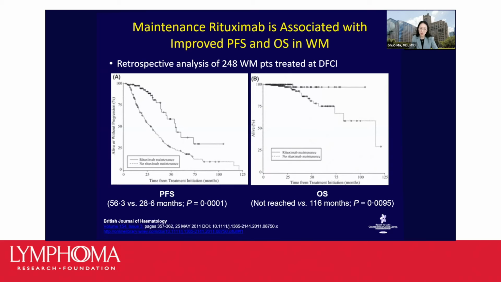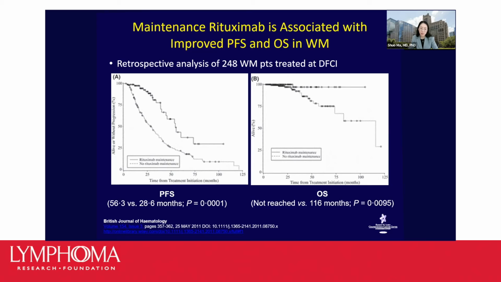So again, retrospective study. In this report from Dana-Farber of almost 250 Waldenström patients, you can see that the Rituximab maintenance, which is the solid line, compared to those who did not receive maintenance, which is the dotted line, did result in a significantly prolonged progression-free survival and even overall survival for those patients. So based on this, a lot of patients have been offered maintenance Rituximab treatment.